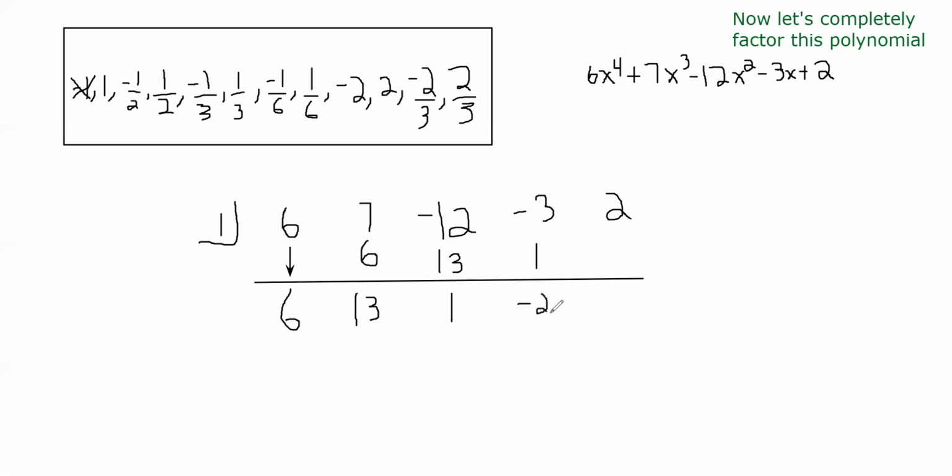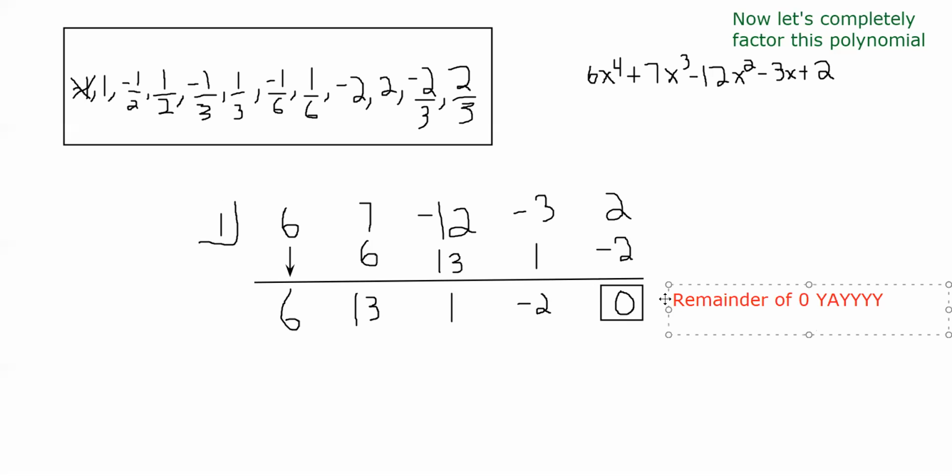And oh, it looks like it's going to work out. 1 times negative 2 gives you negative 2. And then 2 plus negative 2 is big fat stinking 0. Yay. So now let me be explicit. We have a remainder of 0. Yay. This means 1 is a zero/root.